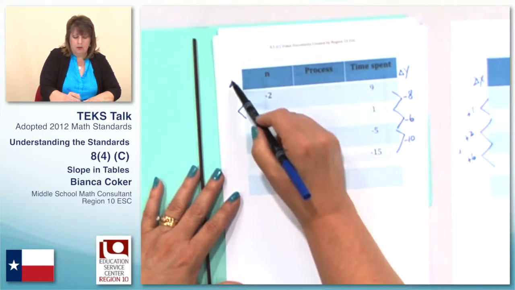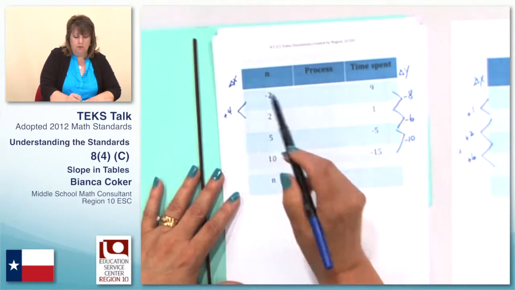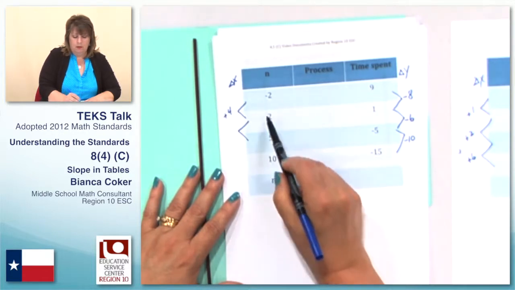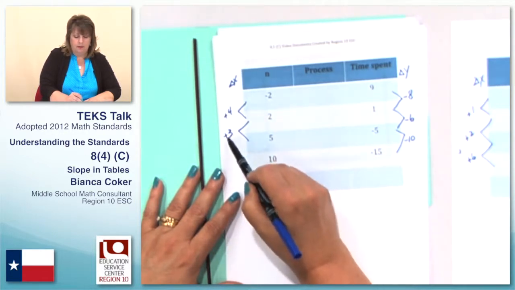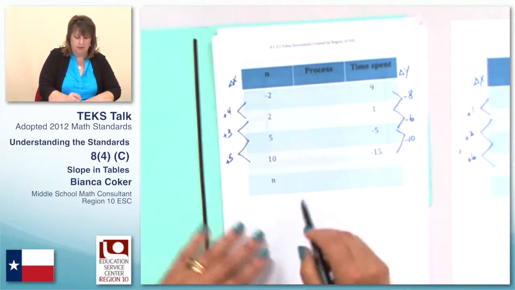We'll go over here and do our change in x. From negative 2 to 2, we have to add 4. From 2 to 5, it's a plus 3. And from 5 to 10 is a plus 5.